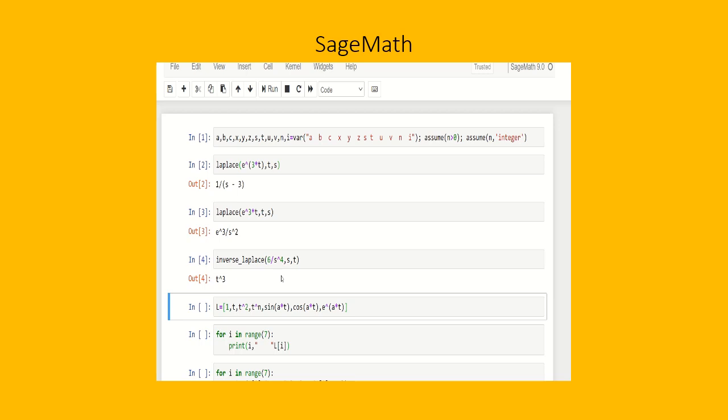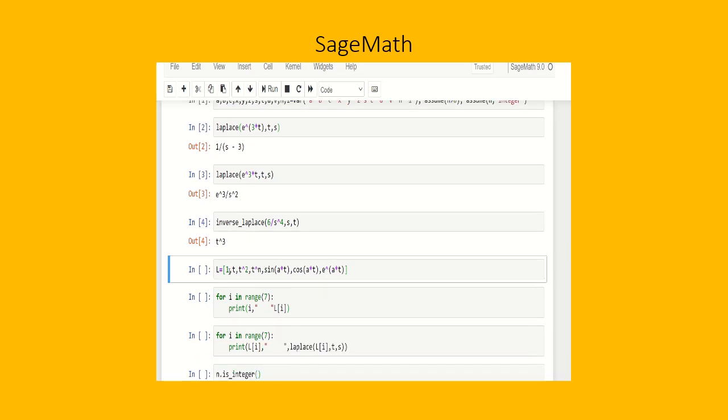Okay. So now let's try something different. Let's try to make up a short table of Laplace transforms of some commonly used types of functions. So I'm going to make a list. The list is going to be called L, and I'm assigning to this list this stuff right here. The square bracket on the left and the square bracket on the right tell us that this is a list. The 0th element of this list is 1. Then the 1 element is t, the next one's t squared, and so forth.